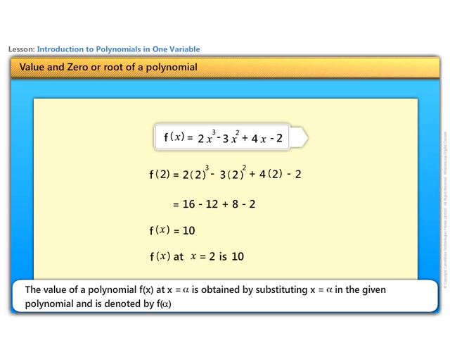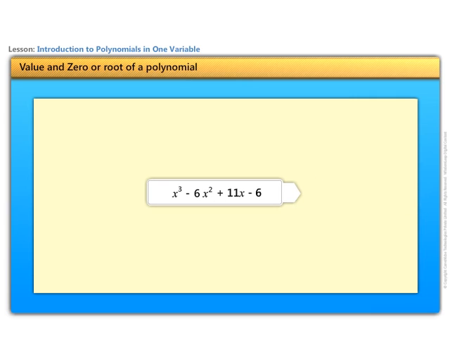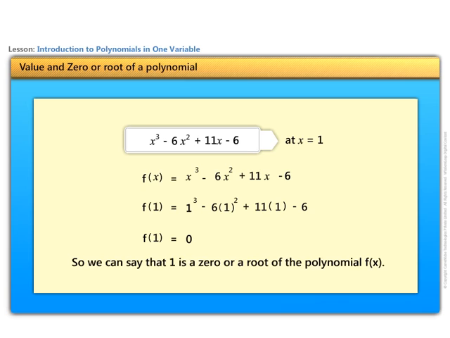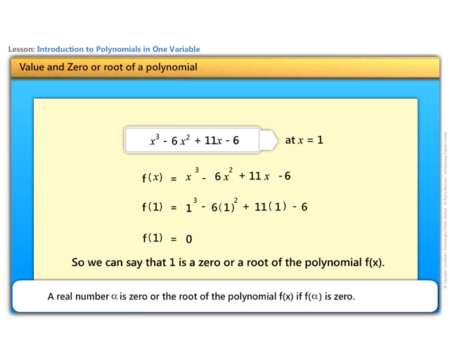The value of a polynomial f(x) at x is equal to alpha is obtained by substituting x equal to alpha in the given polynomial and is denoted by f(alpha). What is the value of the polynomial x cubed minus 6x square plus 11x minus 6 at x equals 1? The value of the polynomial at x equals 1 is f(1) is equal to 1 minus 6 plus 11 minus 6, that is equal to 0. So, we can say that 1 is a zero or a root of the polynomial f(x).